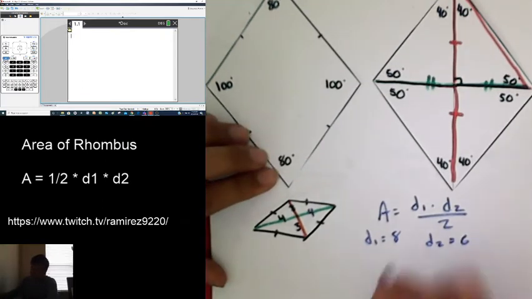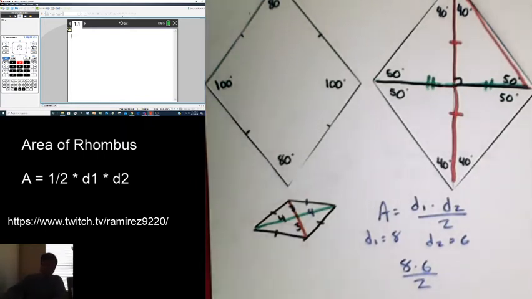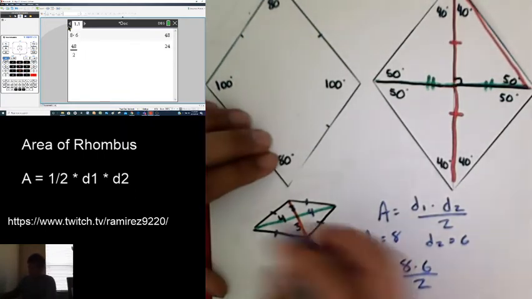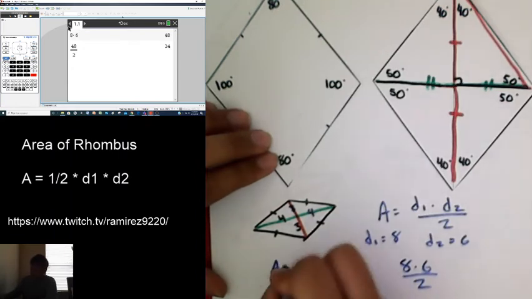Now I just multiply them. So it's 8 times 6 divided by 2. So the area of this rhombus is just 24.